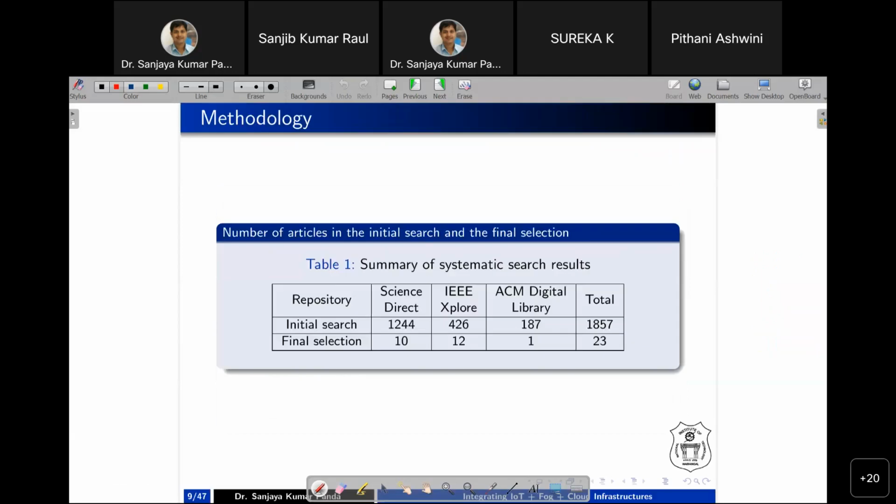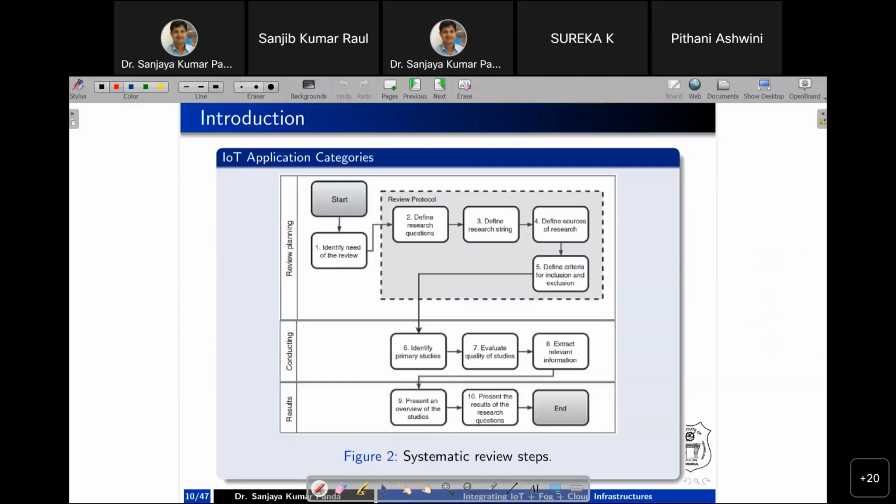So you can see, this is the summary of the articles. Initially, you have 1857 articles, but it is reduced to 23 articles. These articles are searched based upon these criteria. There is a three-step process to identify whether the articles are dealing with the integration or not. First is the review process. First, you have to identify some research questions. And whenever you are finding a particular article, you have to look into the research questions. The research question may be whether the integration of two technologies, that is cloud and IoT, is considered in this article or not, and whether it has some practical significance or not. Such types of research questions you have to consider while you are selecting a particular article.